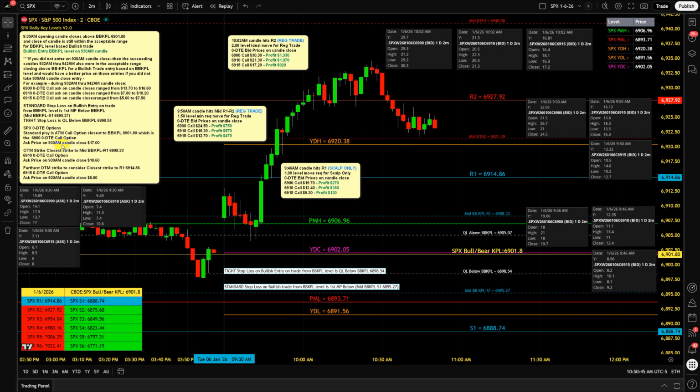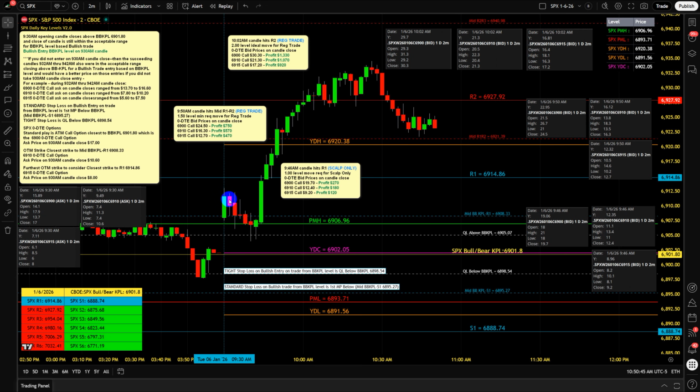The ask price on the 9:30 a.m. candle close is $17, and those are seen here. 9:30 a.m. ask, close $17. You're waiting for the close of the candle to make sure that it is closing above and is still within the acceptable range. So you're not going to enter intra-candle. You can set it up so you can enter at the close or very near the close if it's obvious that it's nearing the close of the candle and it's going to close above within the acceptable range.